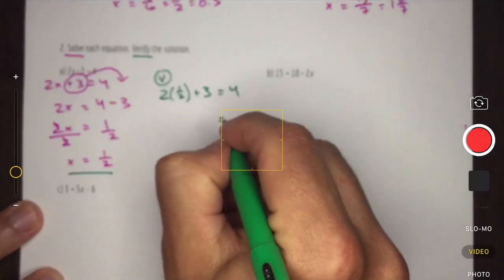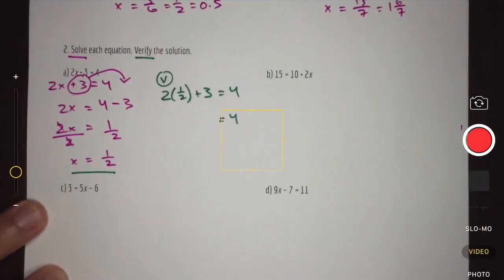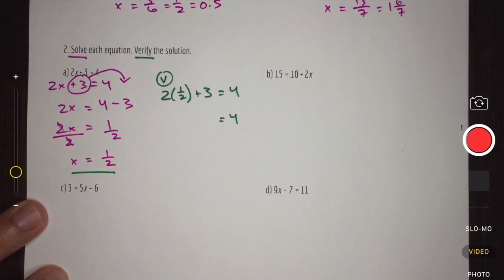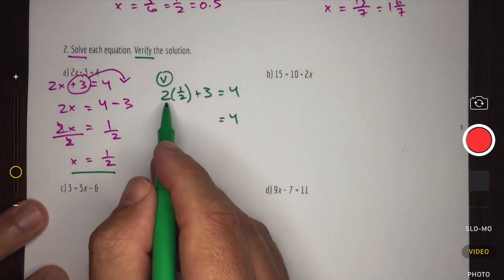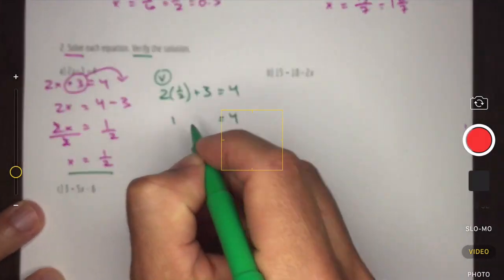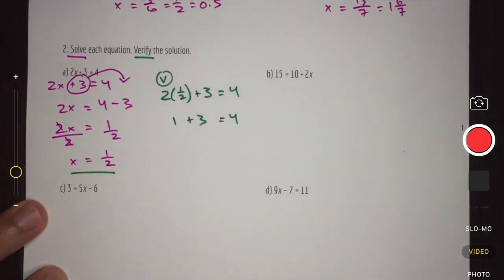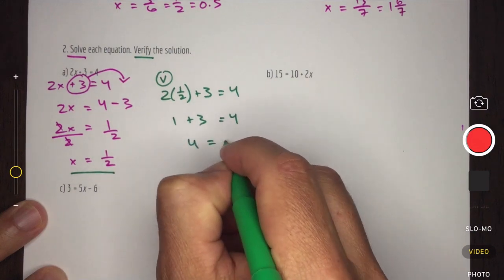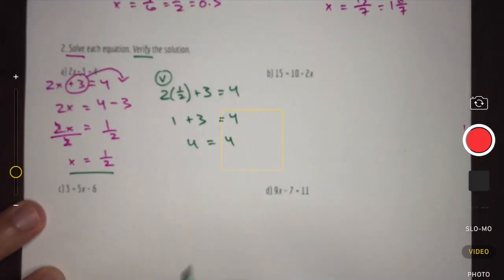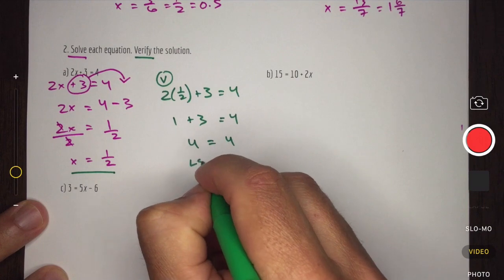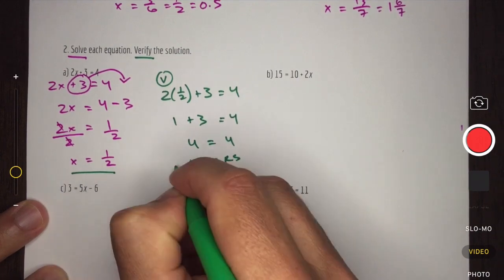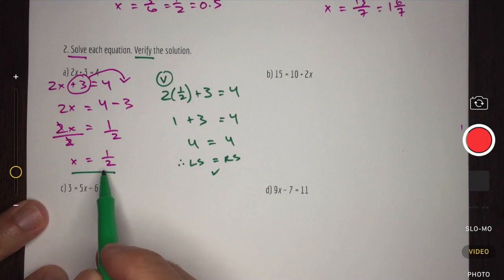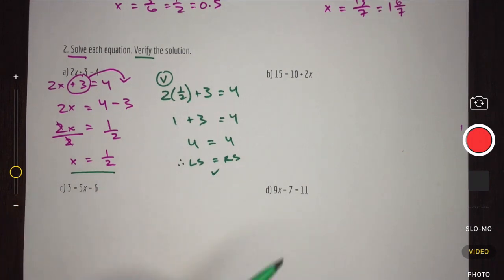Now the equal 4 part is straightforward because that's going to stay the same. Now I have to just work away on the left-hand side to figure out what that is all equal to. So 2 times 1/2 is going to give me 1. Then I add that 3 on after the fact. And when I add my left-hand side together, I'm going to get 4, which is equal to my right-hand side. So because the left side equals the right side, I can say that 1/2 is the value of x.